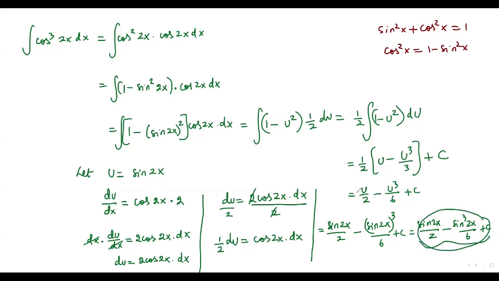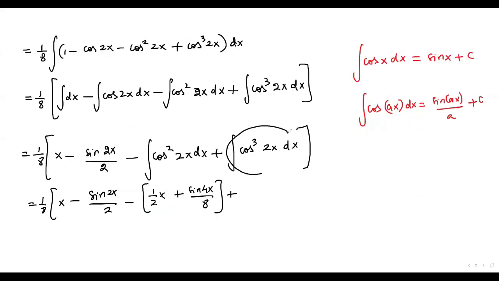Now we can plug in this result for this integration in the previous step. That is sine 2x over 2 negative sine cube 2x over 6. We have evaluated all the integrals, so now we can add the constant of integration c over here, because from the beginning we have started evaluating an indefinite integral. Whenever we evaluate an indefinite integral, at last we have to add the constant of integration. Usually we take c as a constant of integration.